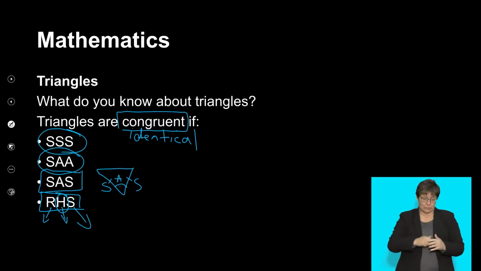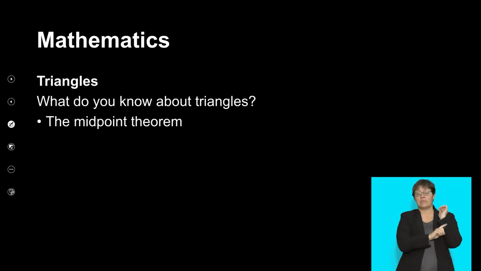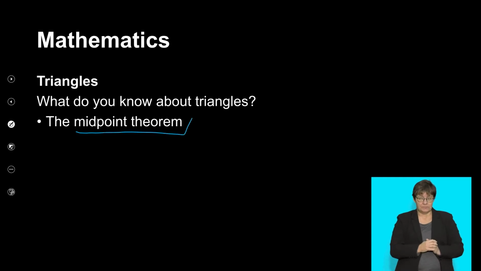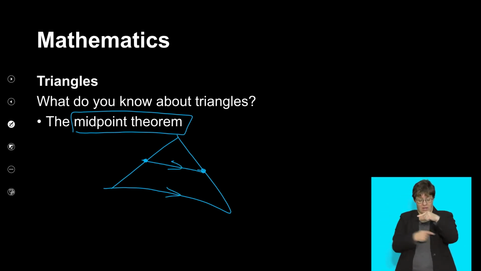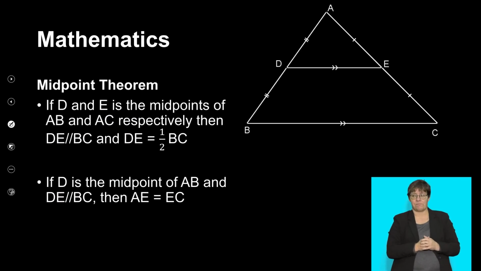Now, one last thing is what we call the midpoint theorem. The midpoint theorem is when we have the midpoint of this side and the midpoint of that side. If I join them, this line, which is a third line, is normally parallel to the third side of the triangle, provided that those points on the sides are midpoints respectively. So that's what you need to know about the midpoint theorem.